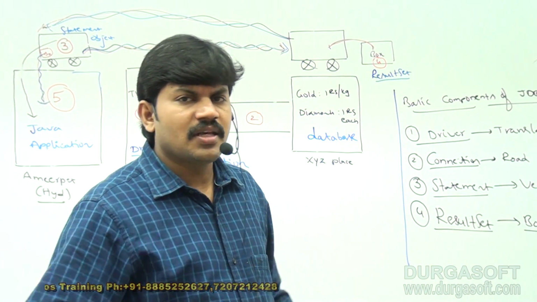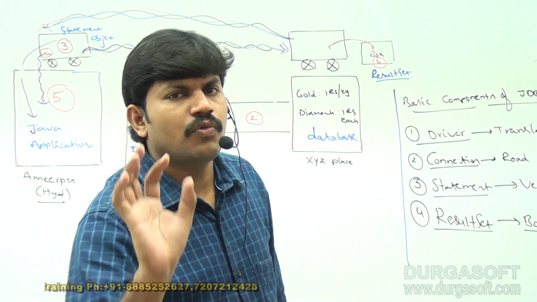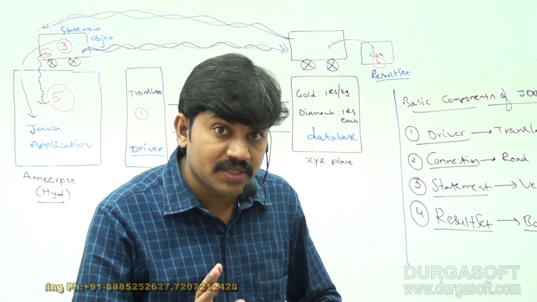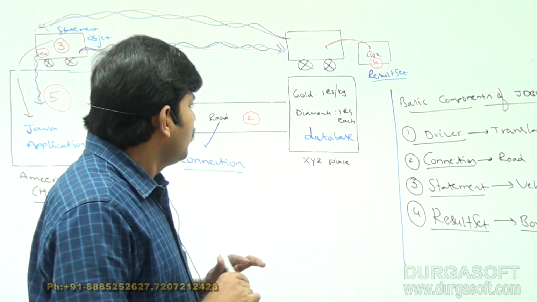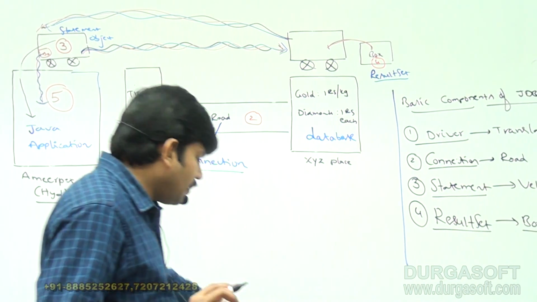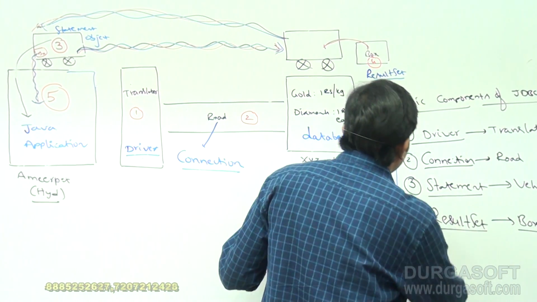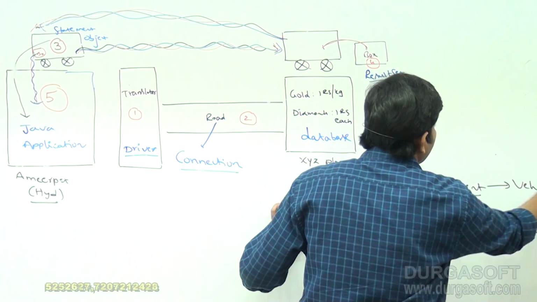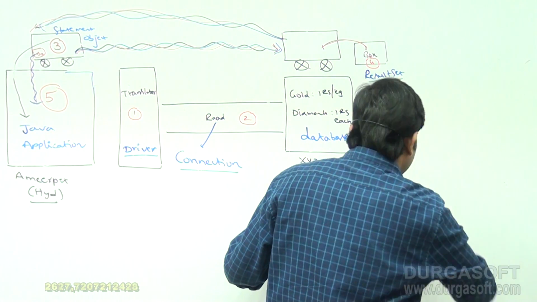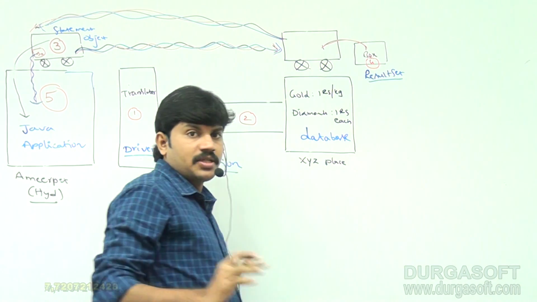Sir, with this knowledge, let me go to the various steps to develop a JDBC application. Very simple, sir. All these things are just to create an overview, that's all. But all these things we will discuss in detail. Don't worry about that. With the same example, gold and diamonds, XYZ, what standard steps are there to develop a JDBC application?